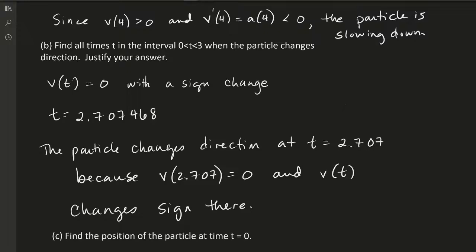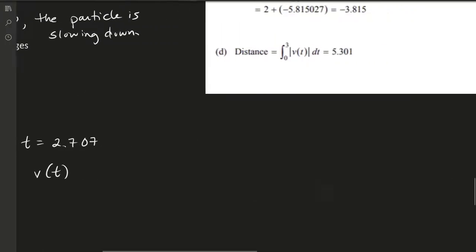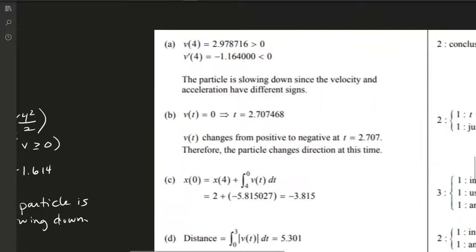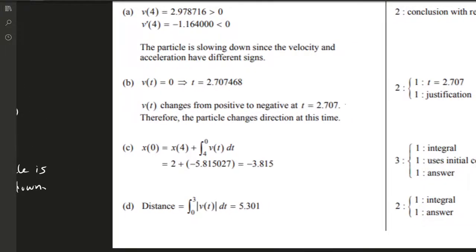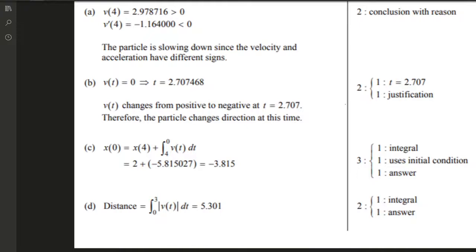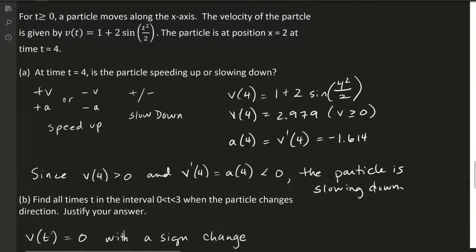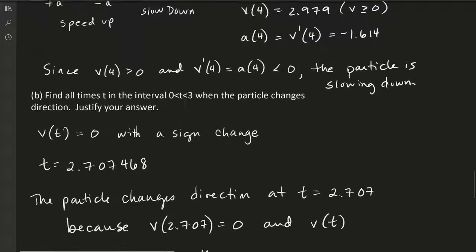So let's see what our scoring guidelines have to say about it. So if I go up here to part B, oh look, there it is. V of t changes sign. It says from positive to negative. You don't need to justify that because it's not asking any sort of direction. So as long as you said it changes sign and is 0 at that spot, you get your justification. And as long as you found the right spot, you get your answer. So that was your 2 points for that one. So let's keep going. Let's look at what part C says.